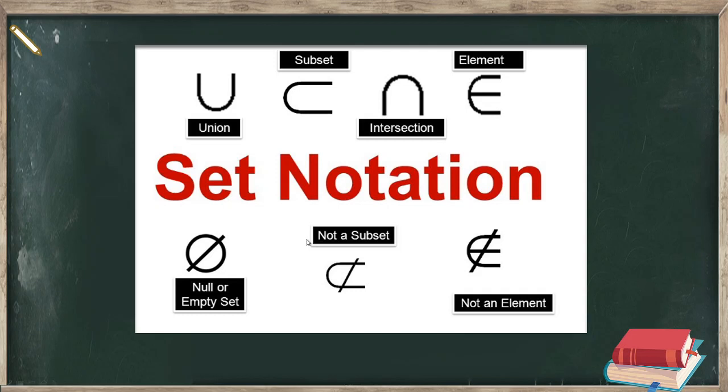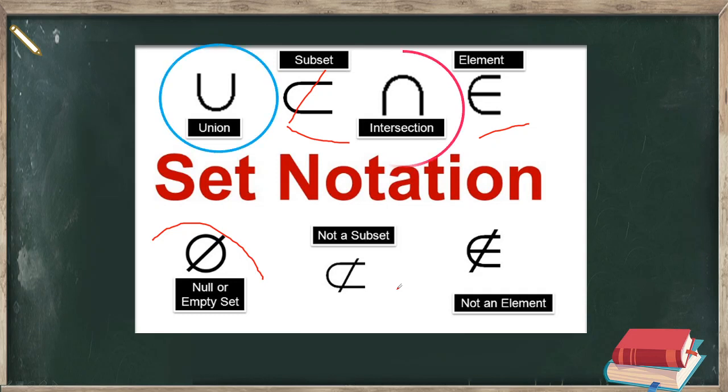A few of these symbols we have already seen. That is the subset symbol, the element symbol, and the phi symbol. What is phi? Empty set. And these are easy because if you cross the subset symbol, you get not a subset symbol. You cross the element symbol, you get not an element symbol. Now there are two other symbols which I have not taught you yet, so we'll go to them today: union and intersection.